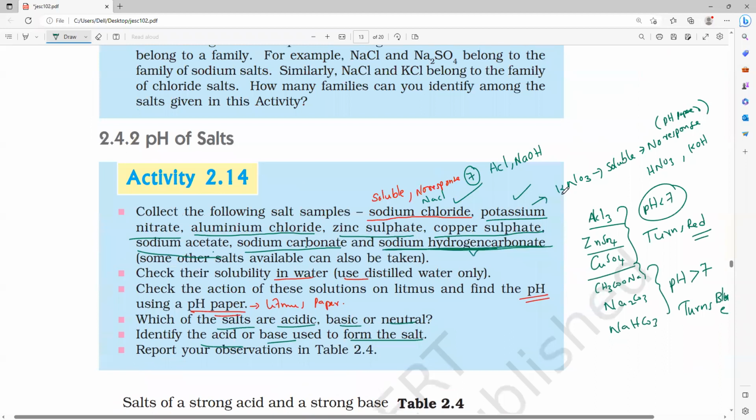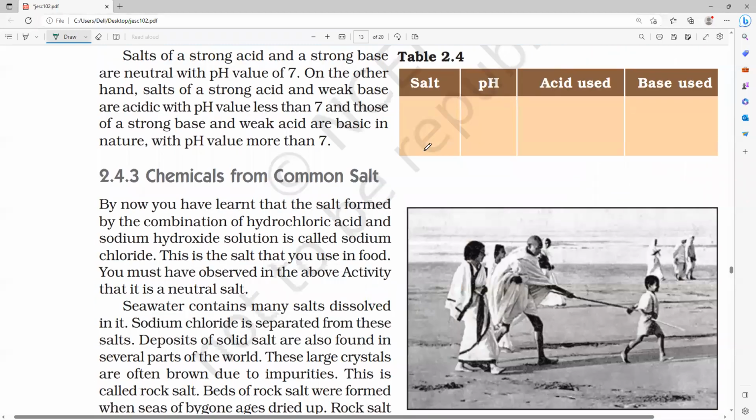Most probably we all know this. Now I am going to tell you the family of salts, so by that time you will understand and you have to make it. Is it clear, everybody? The tabular column you have to do after this class.